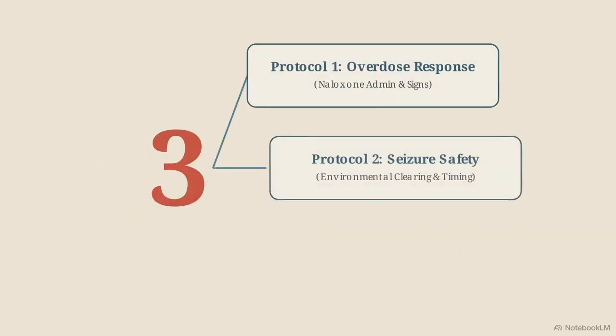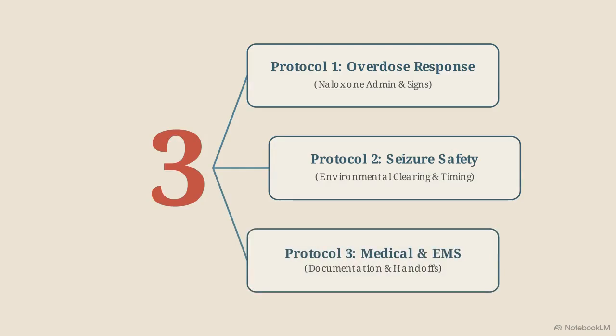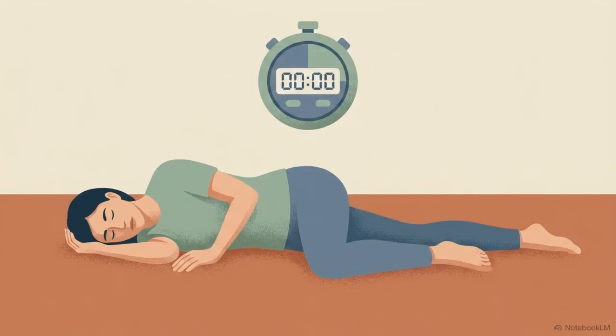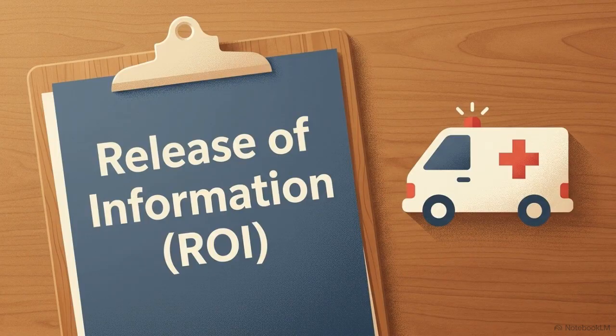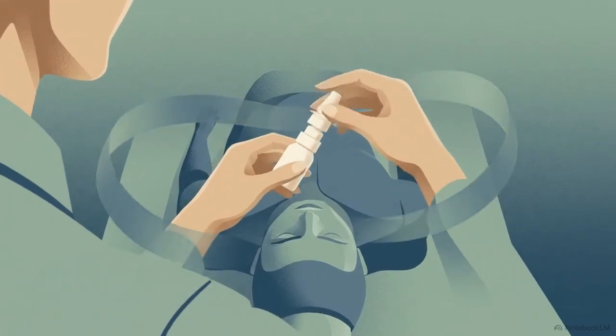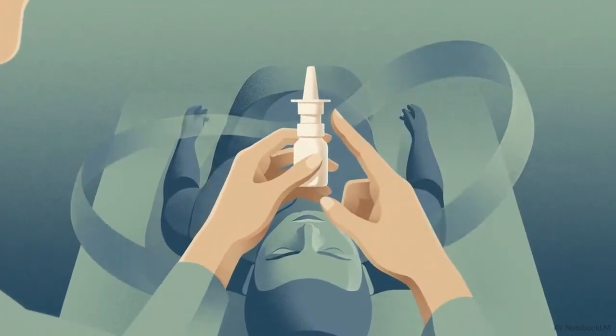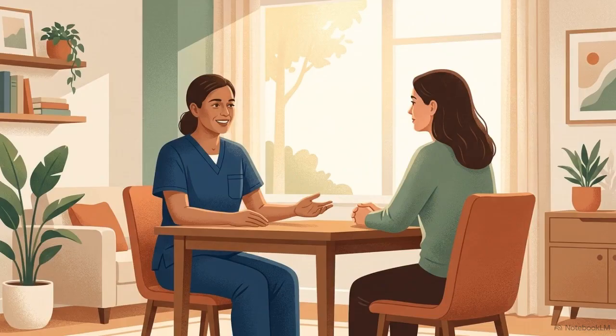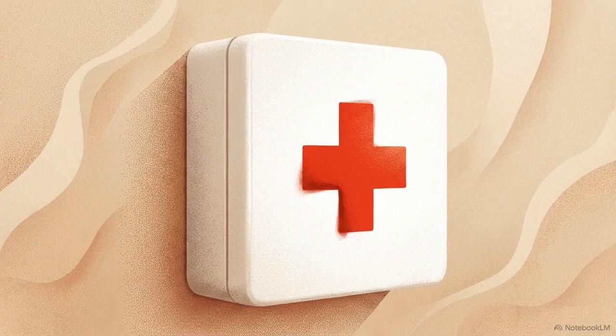In this module, we will cover 3 exact protocols. You will learn to recognize the physical signs of an opioid overdose, safely manage a client actively having a seizure, and protect client privacy and rights while coordinating with paramedics. Mastering these specific protocols is the only way you will pass your mandatory naloxone return demonstration. Once you successfully demonstrate these steps, you will be fully cleared for independent client contact. Let's start with the most time-sensitive emergency you will face on the floor, recognizing an opioid overdose.